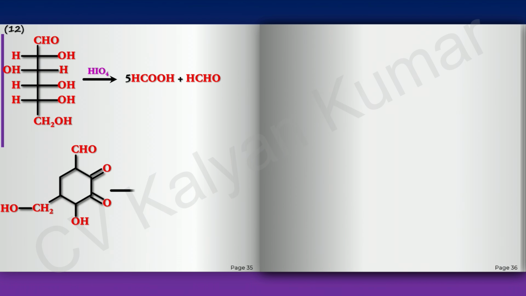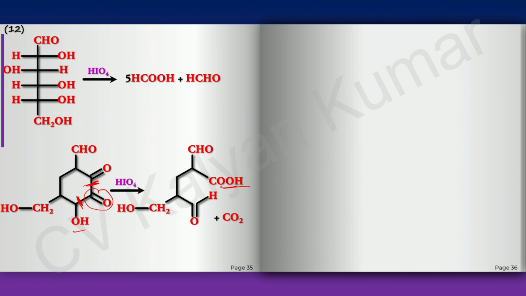What do you think will happen to this one? Now, diketone will break here. But this carbon has an OH, this doesn't. This carbon doesn't have any OH or a C double bond. It is attached to one. So they are not going to break. So it will simply break here and you get this. And so you have a breakage here, you have a breakage here. So if this breaks, this becomes acid, this will become CO2 and this will become aldehyde.